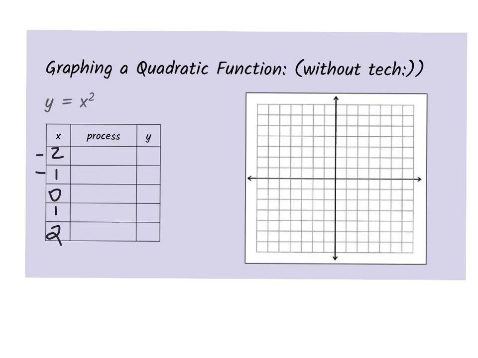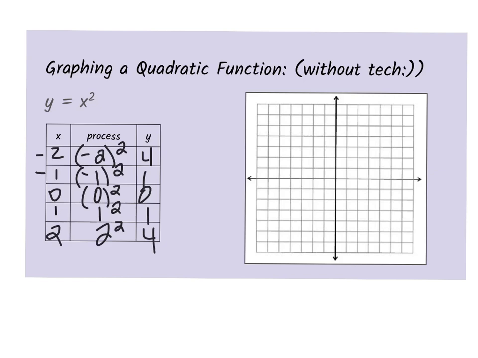Okay, so the process is, what am I going to do? So y equals x squared. So -2 squared is negative 2 times negative 2, which is positive 4. Negative 1 squared, negative 1 times negative 1, which is positive 1. 0 squared is 0. 1 squared is 1, and 2 squared is 4.